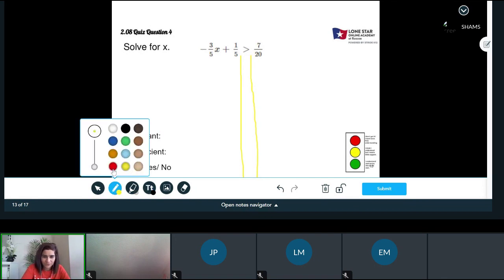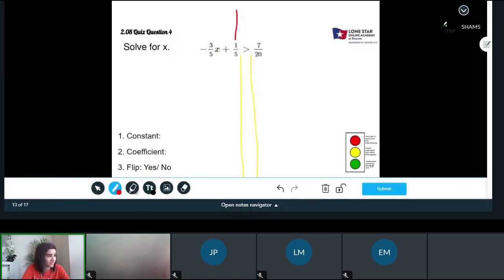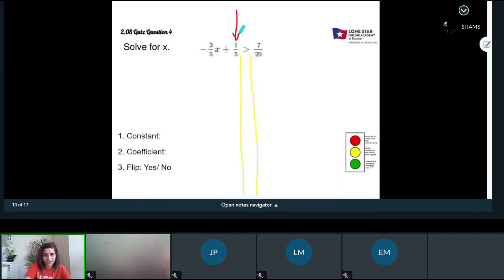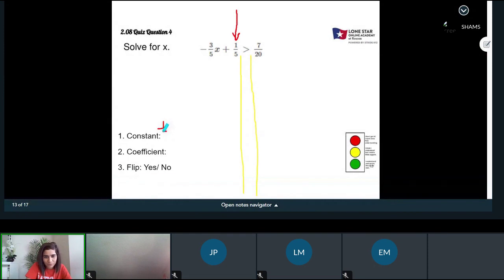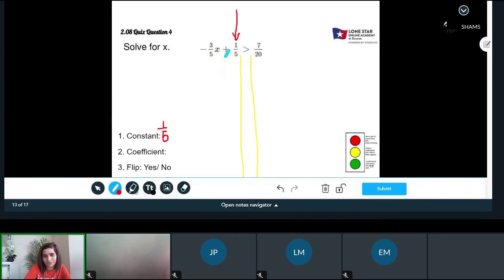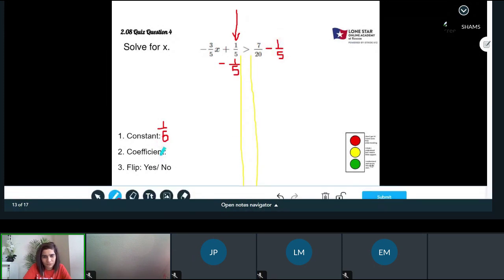In this question, the constant is 1/5. And I do see Ben, Victoria, and Angelina, you have started in the right direction. Constant will be 1/5. It is the number that is by itself. To get rid of 1/5, I should subtract both sides by 1/5. Because it is adding, to undo an adding operation, I should subtract both sides by 1/5. And I will subtract this side by 1/5.